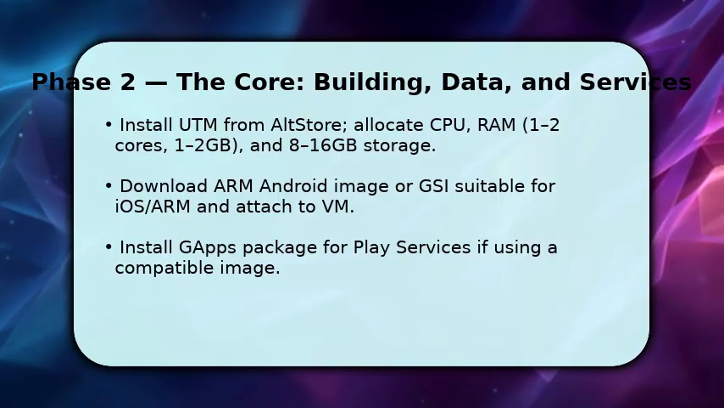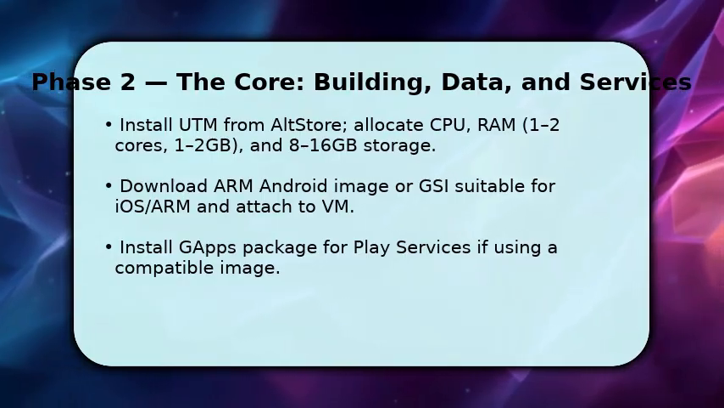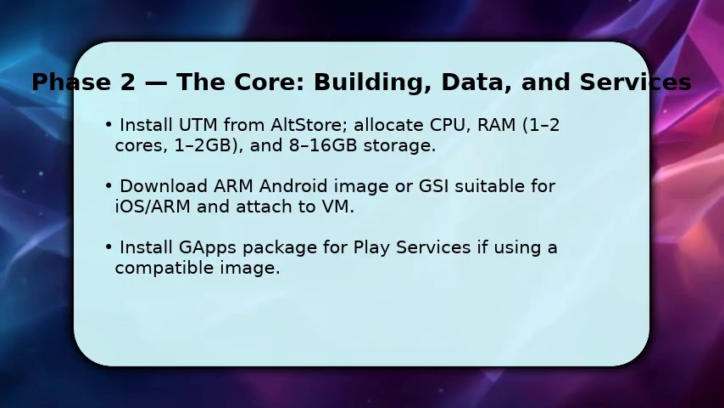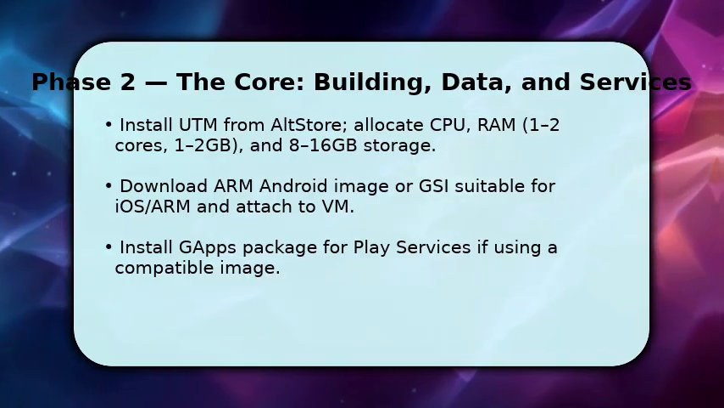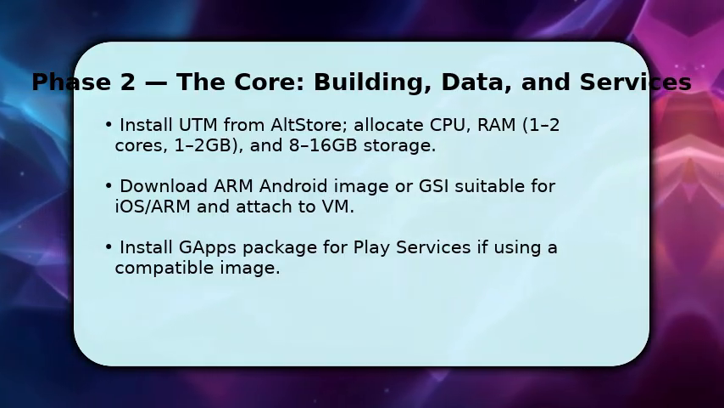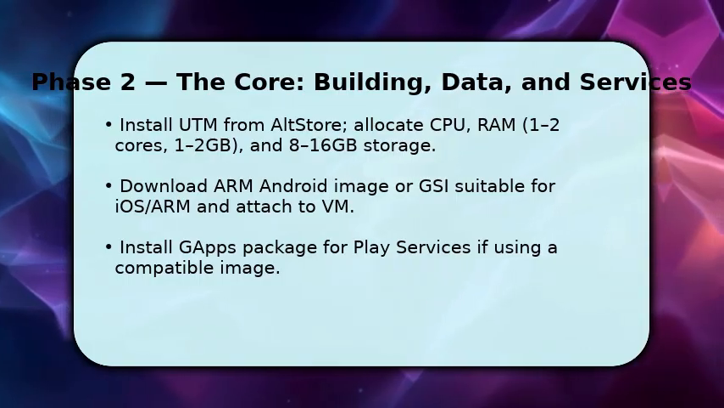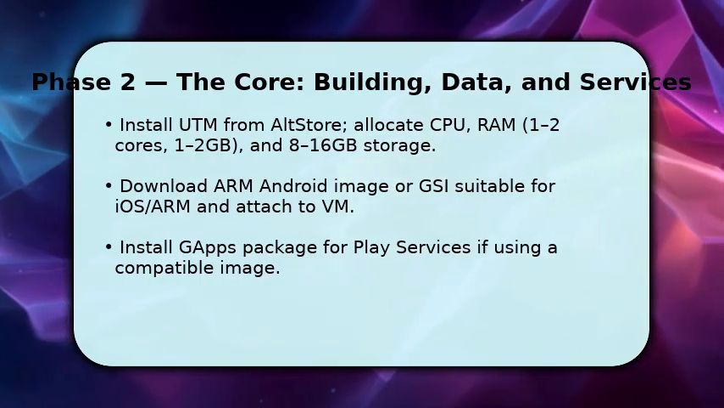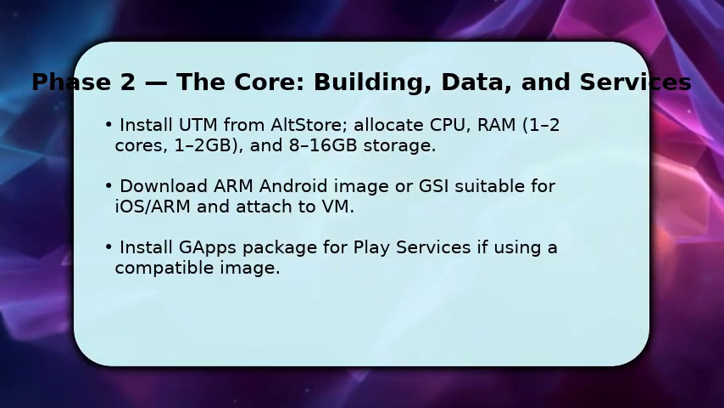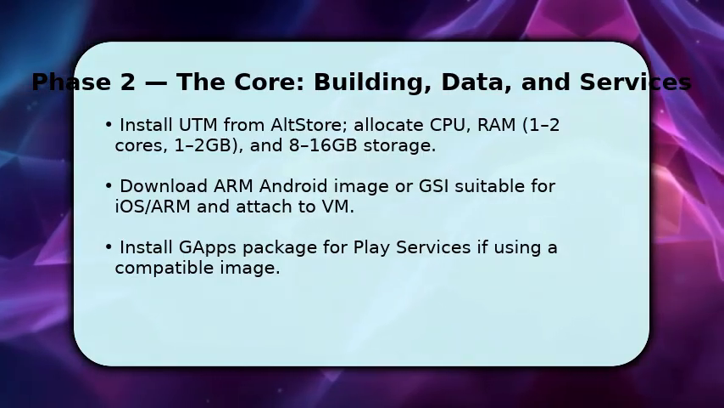Once AltStore and UTM are running, you configure an Android virtual machine to host Google Play. This is the complex middle step because you're emulating ARM Android. Create a new VM in UTM, assign 1 to 2 CPU cores, 2 GB RAM, and 16 GB storage.